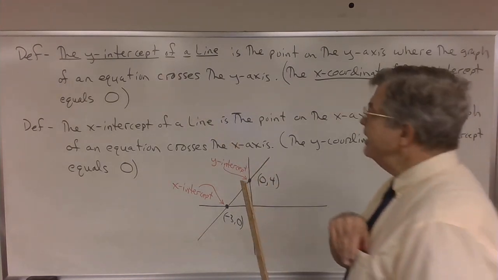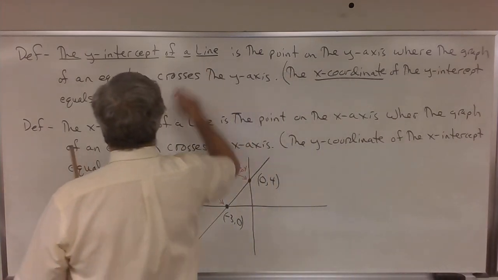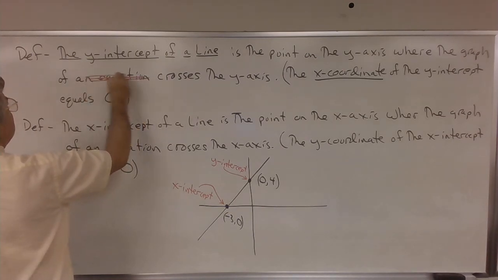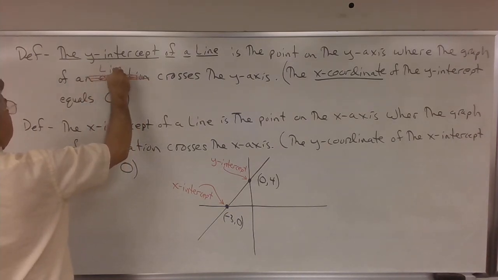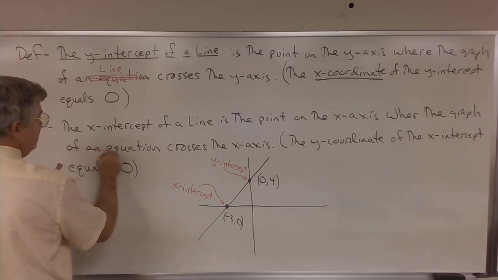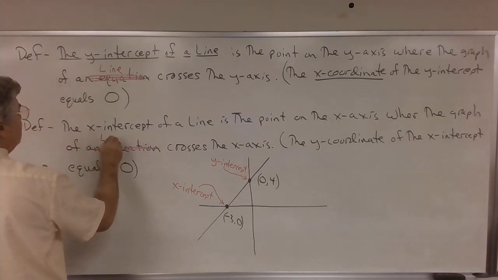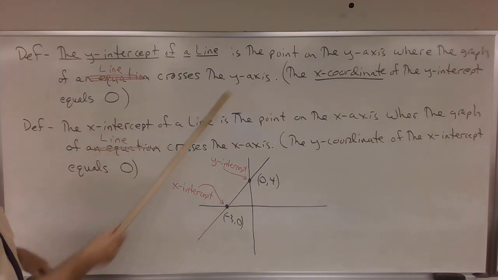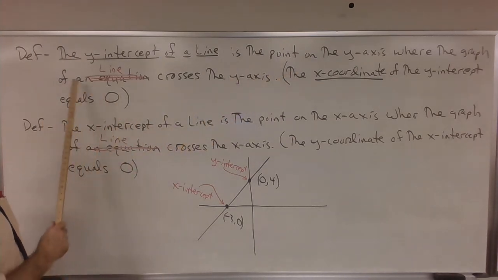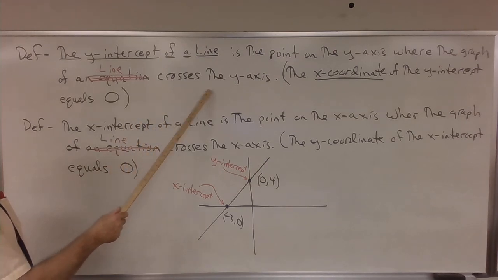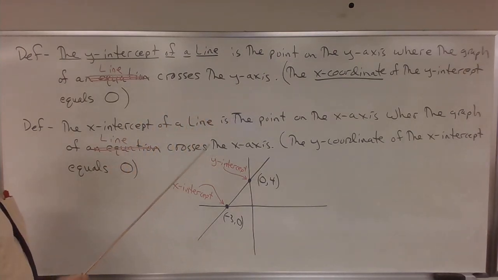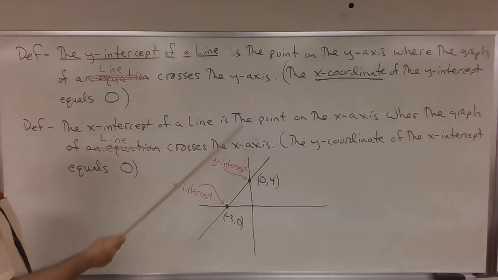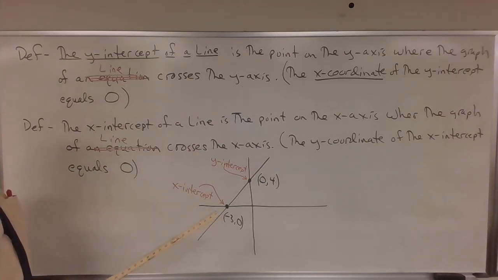I said the y-intercept of a line, so maybe I should just limit the conversation to lines, okay? The y-intercept of a line is the point on the y-axis where the graph of a line crosses the y-axis. So this is where the line and the y-axis intersect. And notice something.